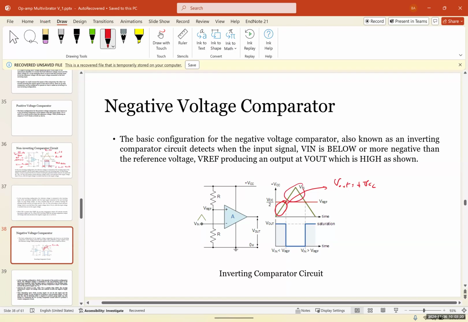And at this point, when Vn is greater than VCC over 2, which is our reference, then V out would be equal to negative VCC. So let's see the breaking point. It's the exact opposite of what we had previously.